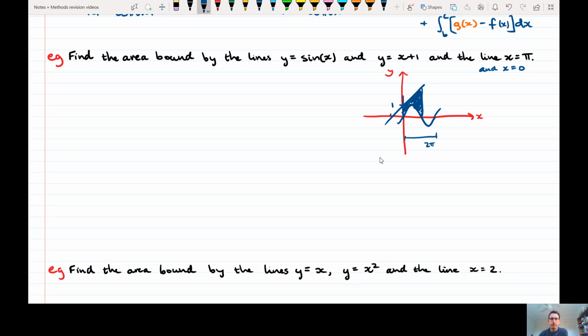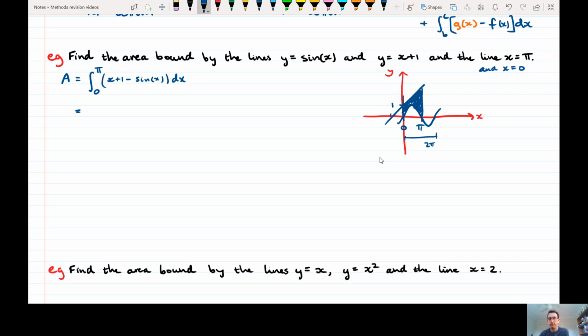So writing the integral is going to be between, well, the smallest x value we have here is 0 and the biggest x value is pi. So between 0 and pi of the top function, which is x plus 1, you can see that's above the other one, minus the bottom function of sine of x. And I put brackets around all of that.